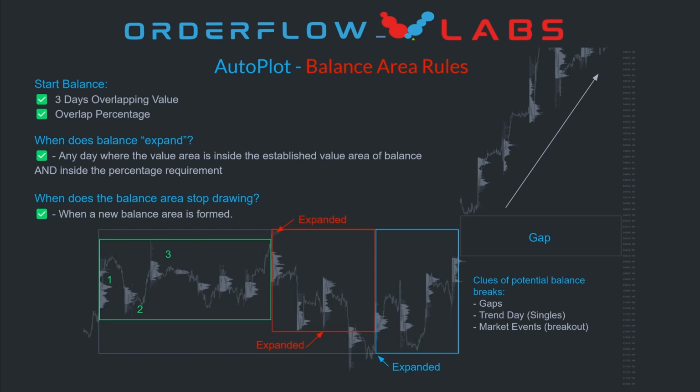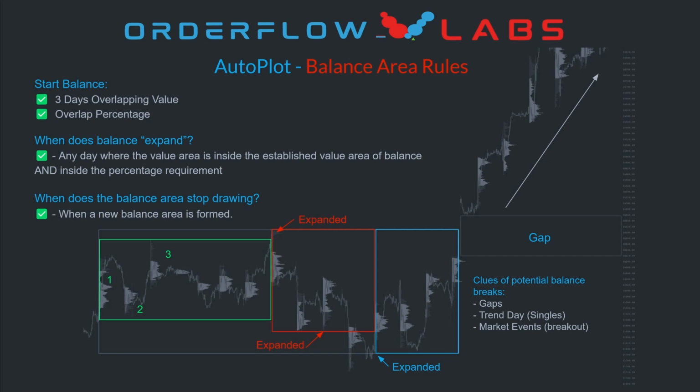So when does balance expand? Again, same rules as the current balance area, just with a small tweak, in the sense that if we have an established balance area, that balance area is going to have a value area built in. And in the study, you can map out the balance area high and low from the price high and low of the balance area based on the bar, or you can map out the value area of that balance area. So you have two options for drawing that.